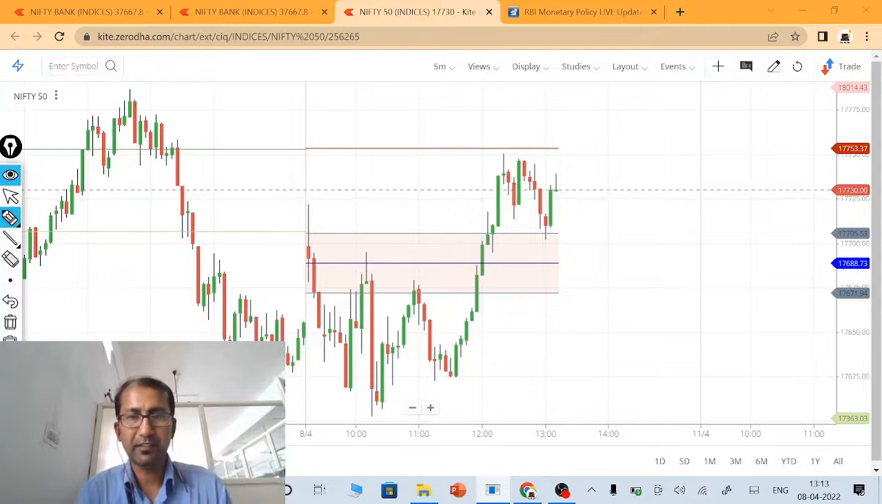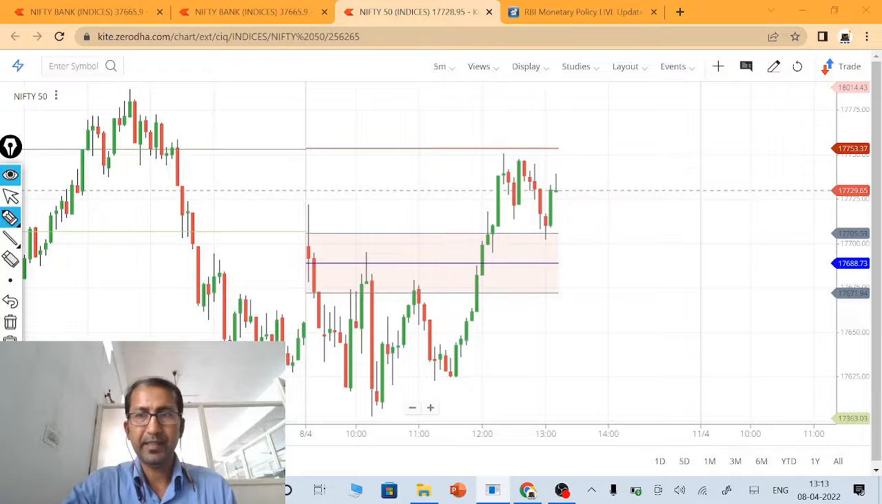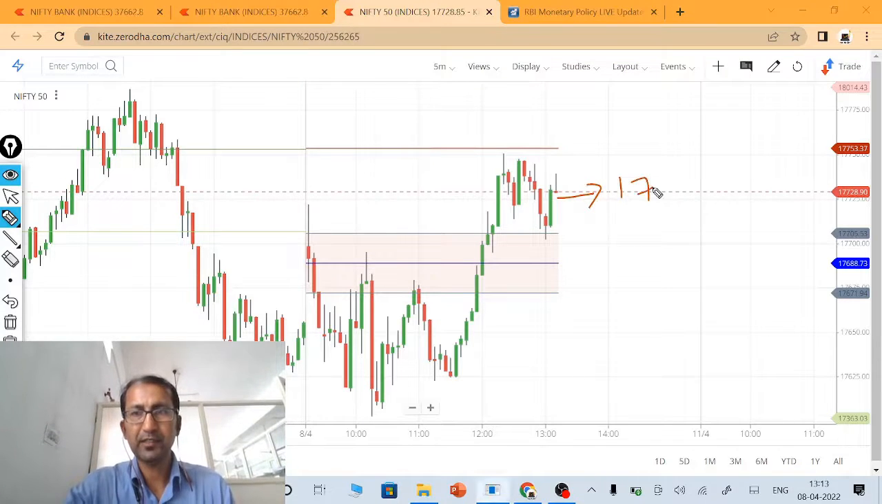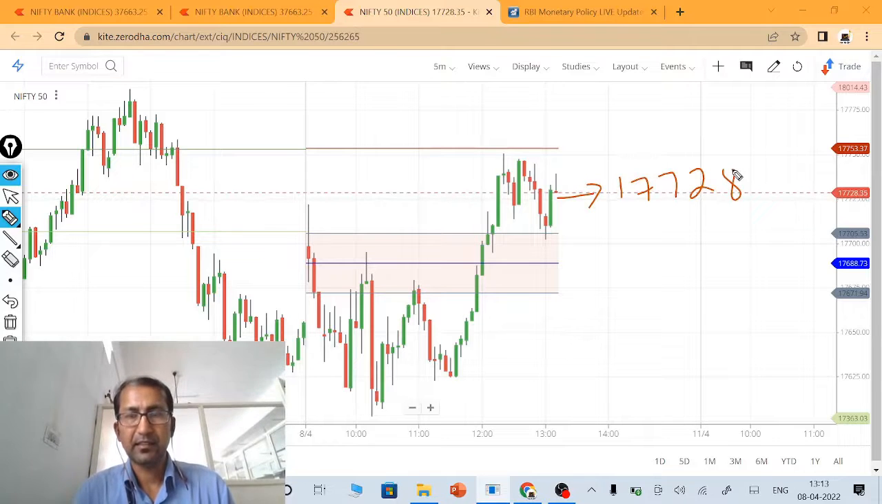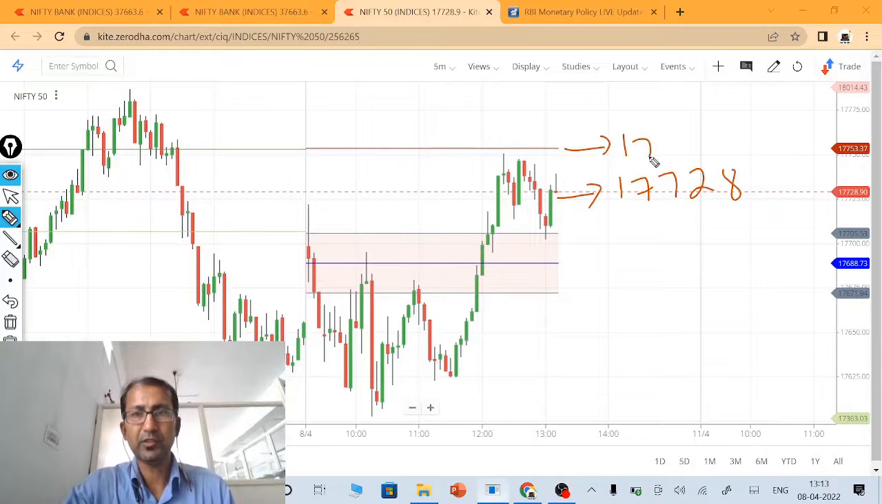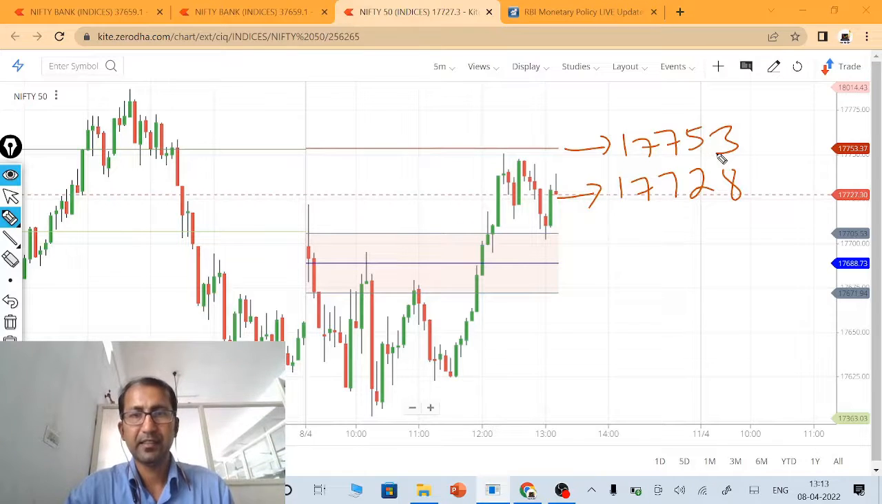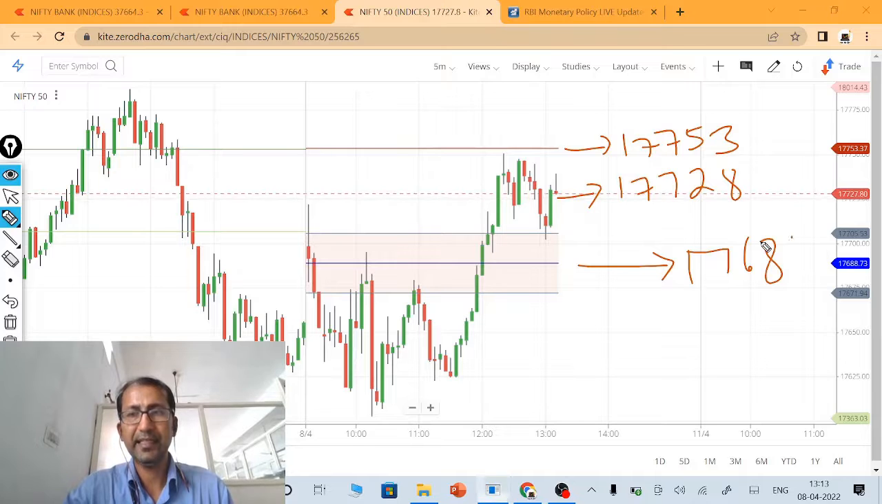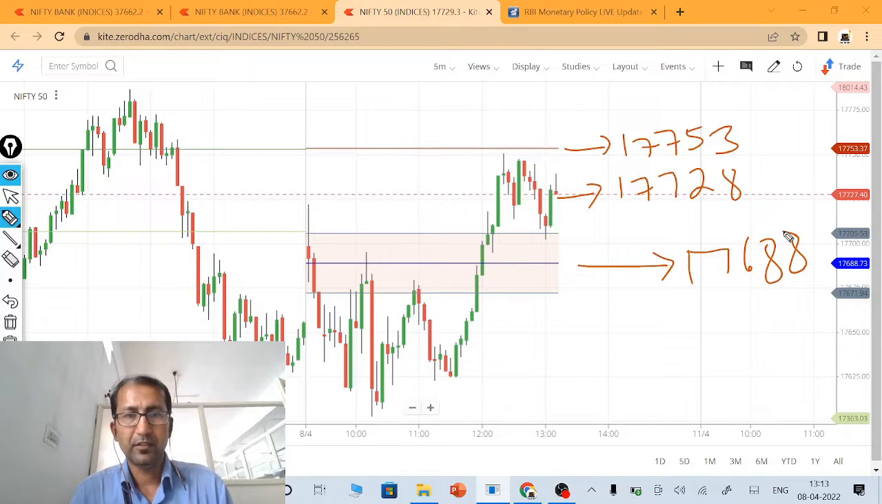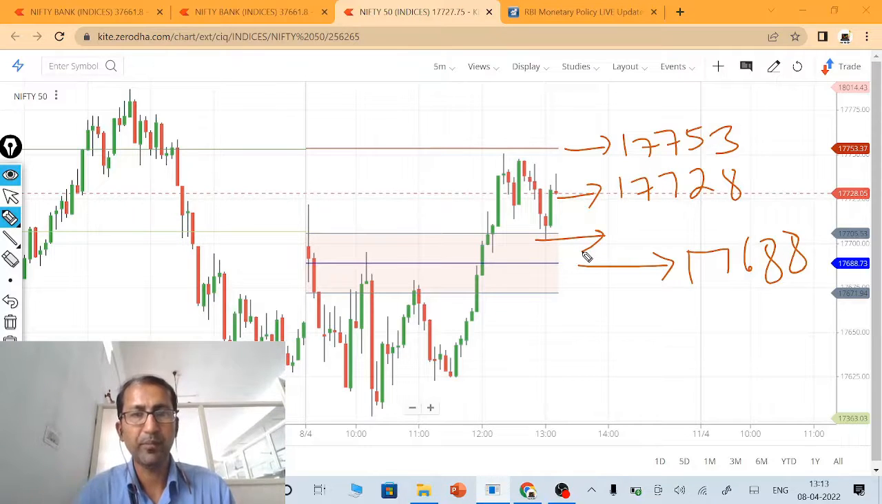So all important levels. Now the market is trading at around 17,728. The resistance is at around 17,753, and the main important support is at around 17,688. The market has been stable during the policy. Now it has taken out the pivot point, and it is trading above the upper range of the pivot.